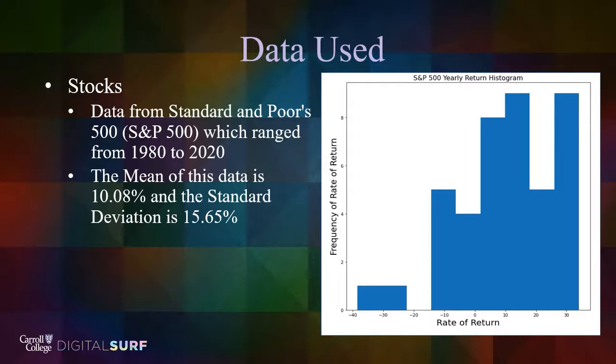Starting off with stocks, which if you don't know, are an investment class that represents the ownership of a portion of a company. Now, in order to represent stocks in this study, we use data from Standard & Poor's 500, more commonly known as the S&P 500, which ranged from 1980 to 2020. From this data, we found the yearly rate of return, which, as you can see from the histogram, is not normally distributed and it has a left skew. But in this study, we make the simplifying assumption that it is normally distributed. After this, we found the mean of this data, which was 10.08%, and the standard deviation, which is 15.65%.